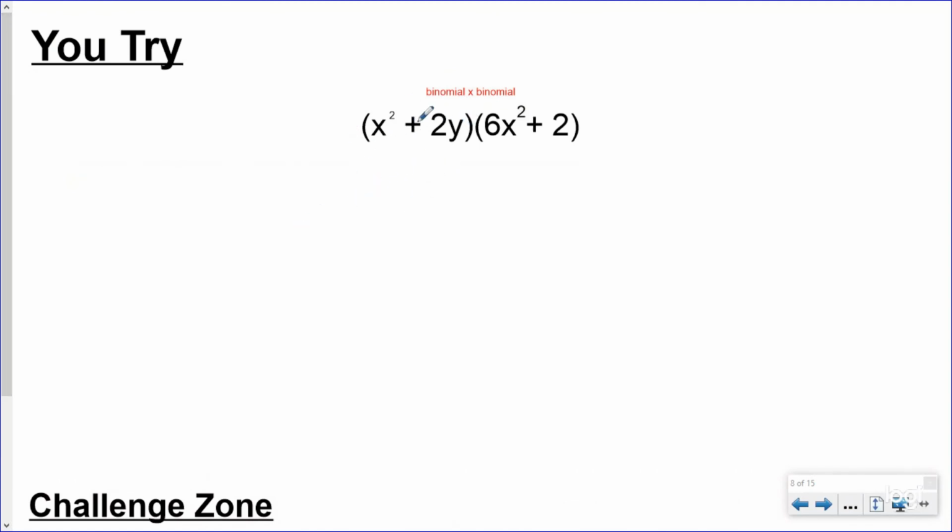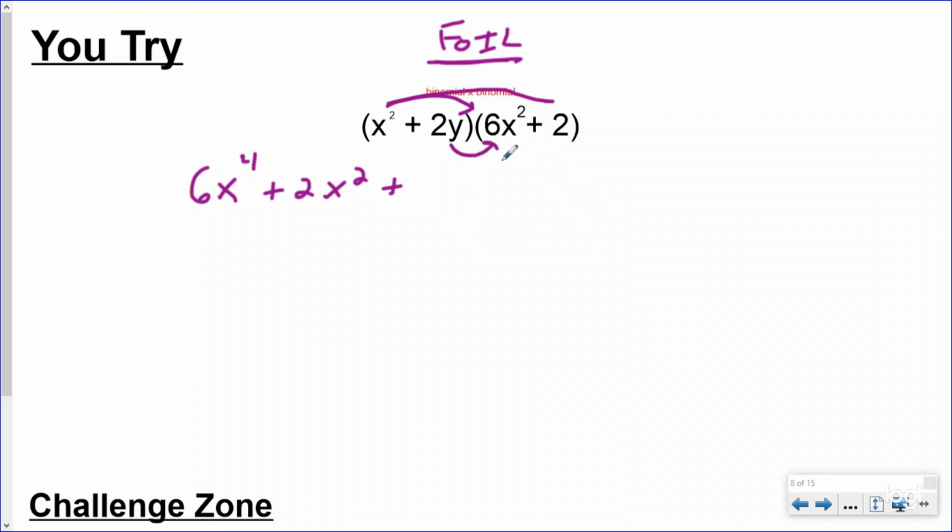So hopefully you just paused it. And so this is a binomial times a binomial, which means I can follow my FOIL rule. Again, that's just something to help you remember. So I know x squared times 6x squared would be 6x to the 4th power, because again, the product rule. And then x squared times 2 would be plus 2x squared.